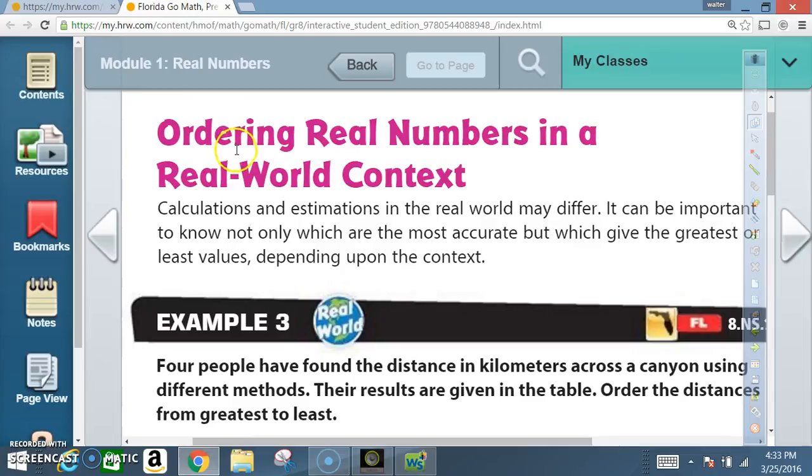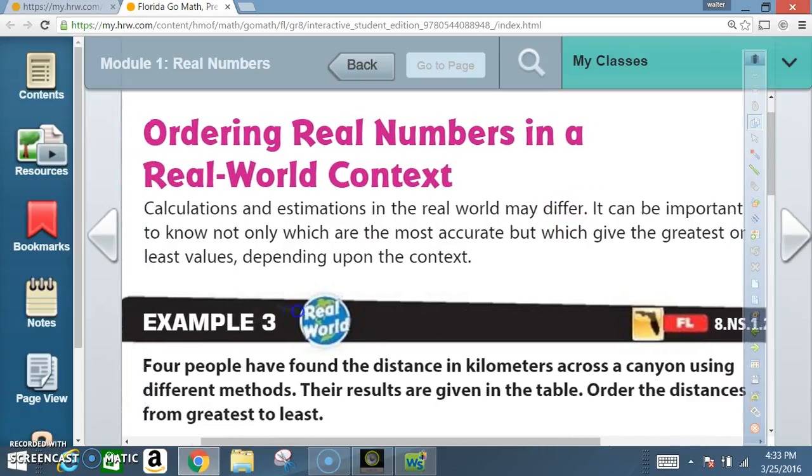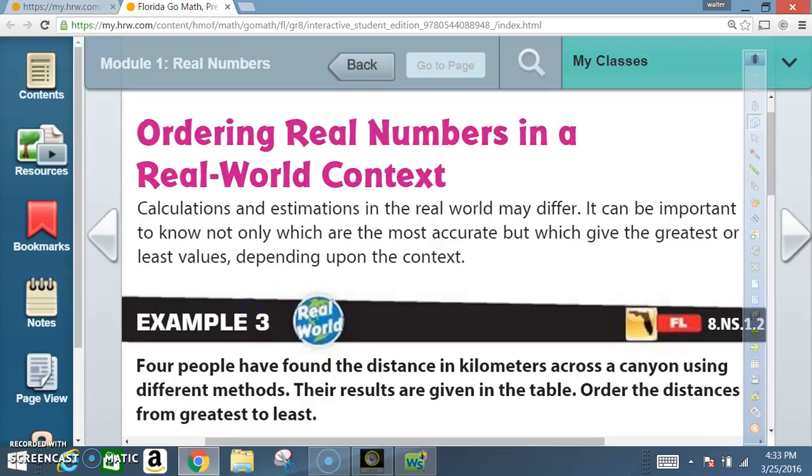Okay, next we're going to be ordering real numbers in a real world context. Calculations and estimations in the real world may differ. It can be important to know not only which are the most accurate, but which give the greatest or the least values depending upon the context.